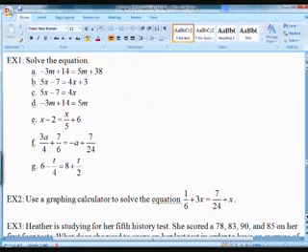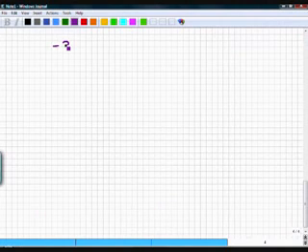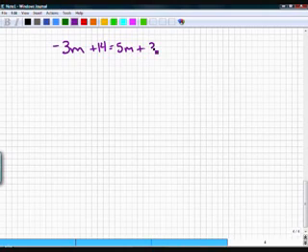Example 1, first problem. Notice you have variables on both sides of your equation. And when you do have this, no problem. Still really easy. Negative 3m plus 14 equals 5m plus 38.